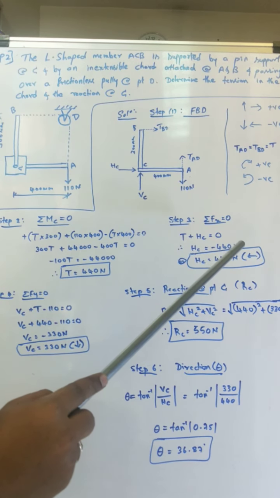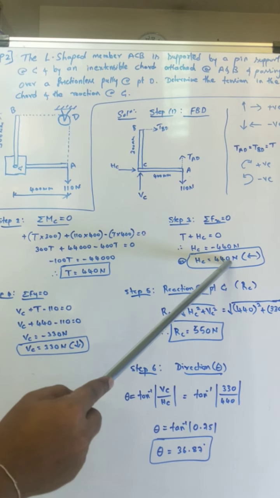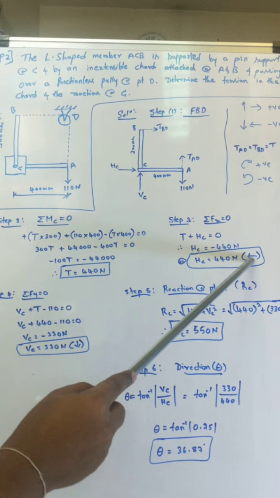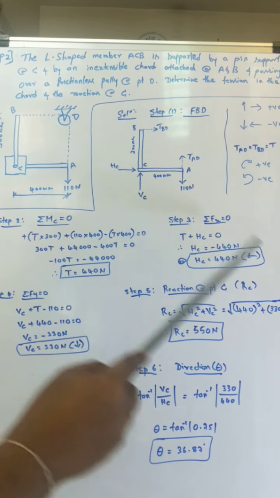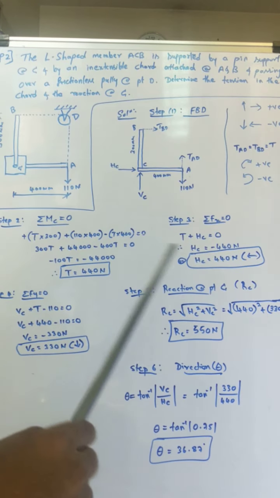See, you have taken HC to the right side, but you are getting minus 440 Newton. That means whatever direction you have taken is wrong. You need to take the left side. That's why I am showing HC as 440 Newton, but the assumed direction is wrong. Instead of the right side, it has to be the left side.